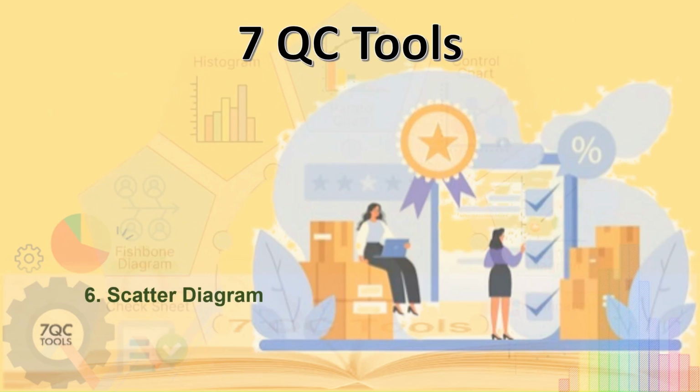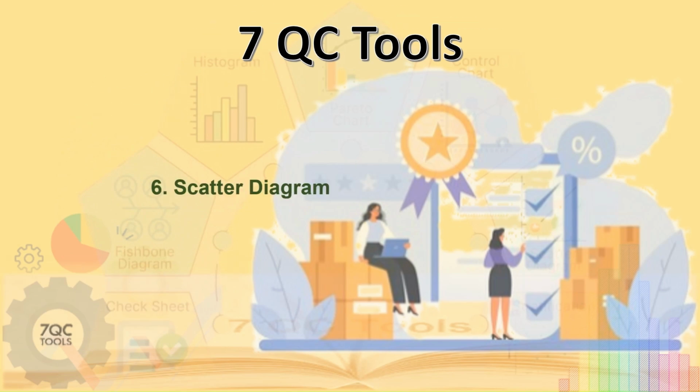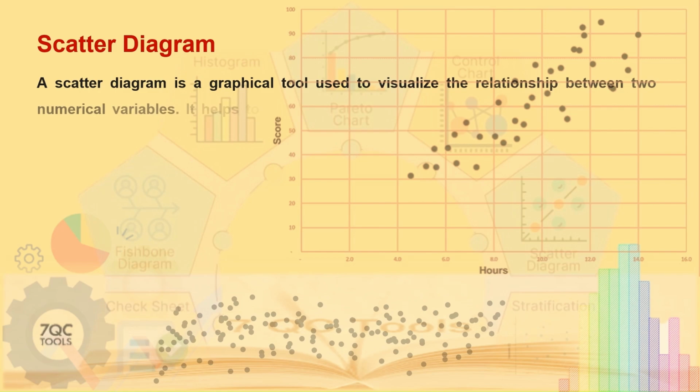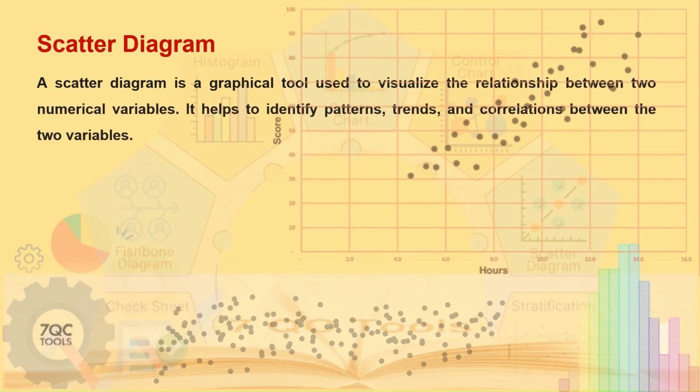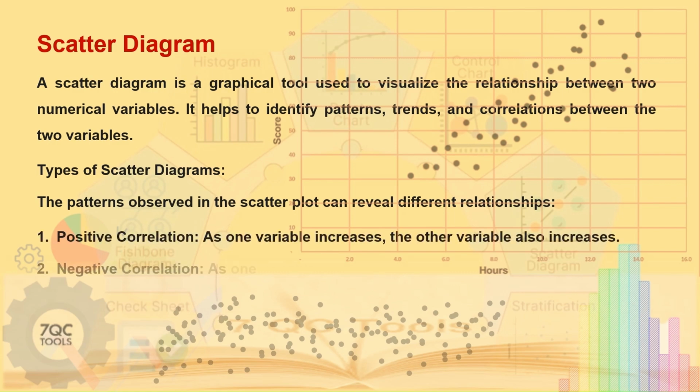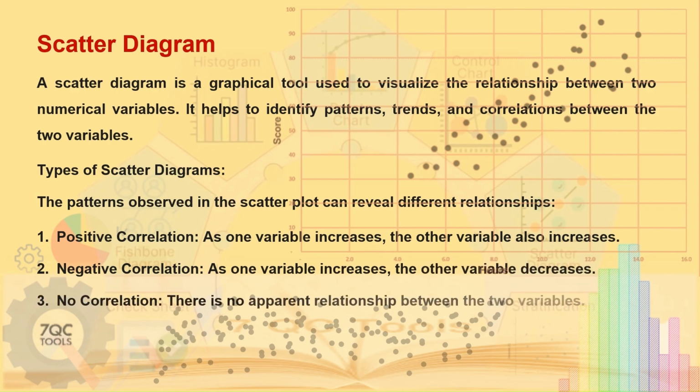Next QC tool is called scatter diagram. It's a graphical tool to visualize the relationship between two numerical variables and is known as a scatter diagram. Patterns in the scatter diagram reveal different relationships. Positive correlation is when both variables increase. Negative correlation means one variable increases while the other decreases. When there is no relationship between two variables, it is the third pattern, called no correlation.